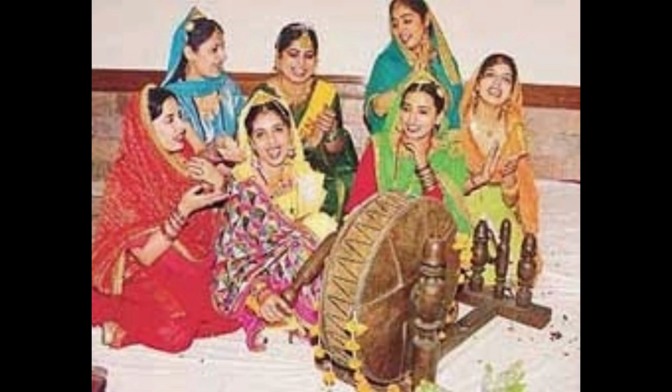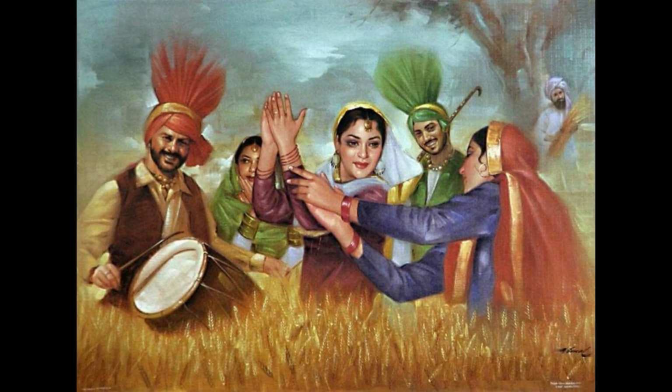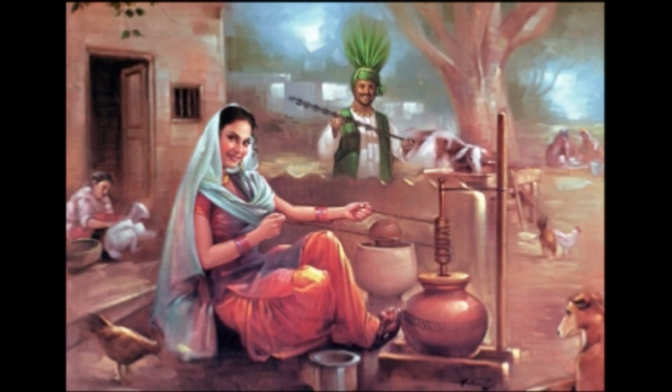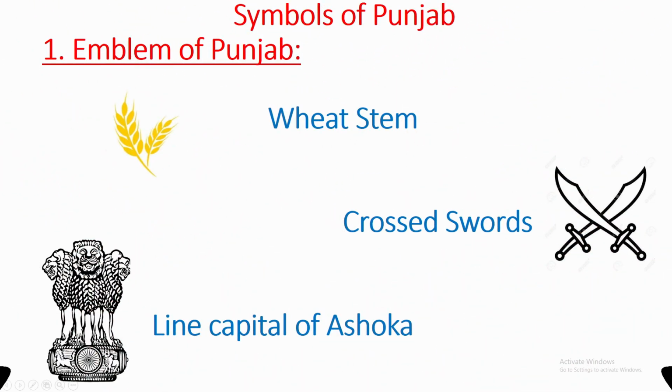As I said in my previous video that we will also talk about some civilization of Punjab. Our today's topic of civilization is the symbols of Punjab. First symbol of Punjab is the emblem of Punjab. Emblem of Punjab is the lion capital of Ashoka.